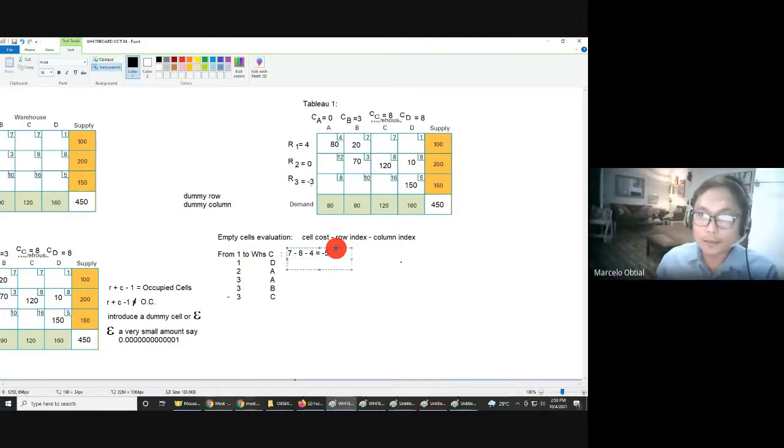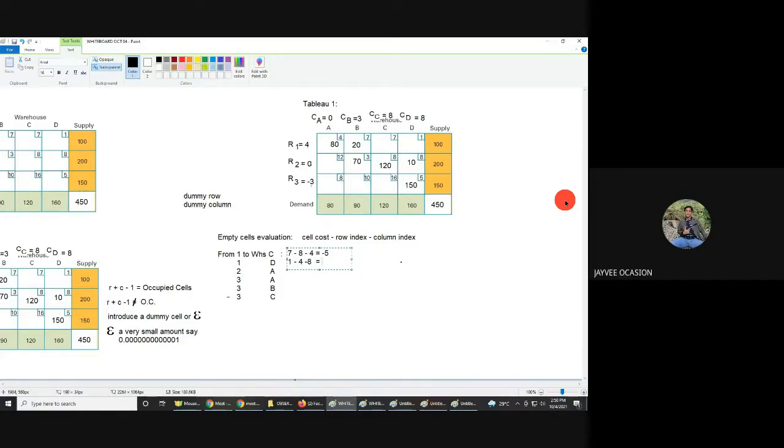Next, 1B, empty cell tayo. 1 minus any of the two, no? Basta, it does not matter kung mauna yung row at saka column. Okay, 4 minus 8. Negative 11 po. 11.